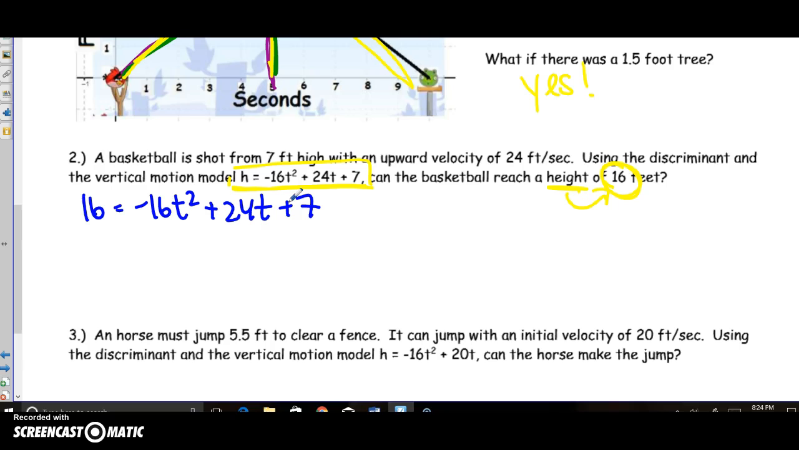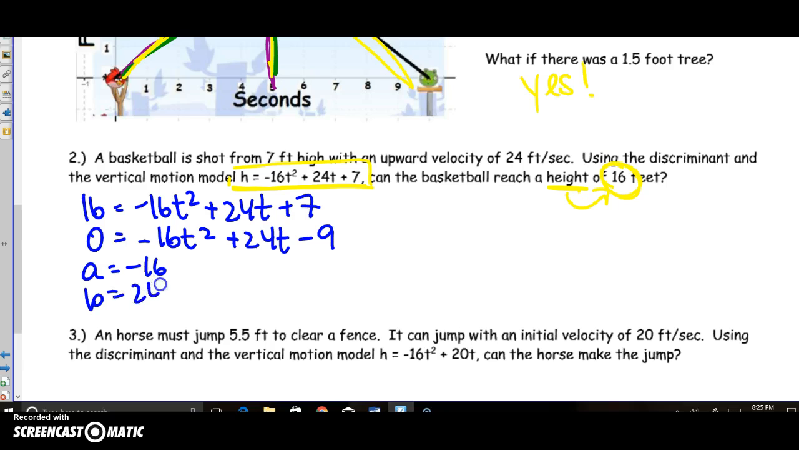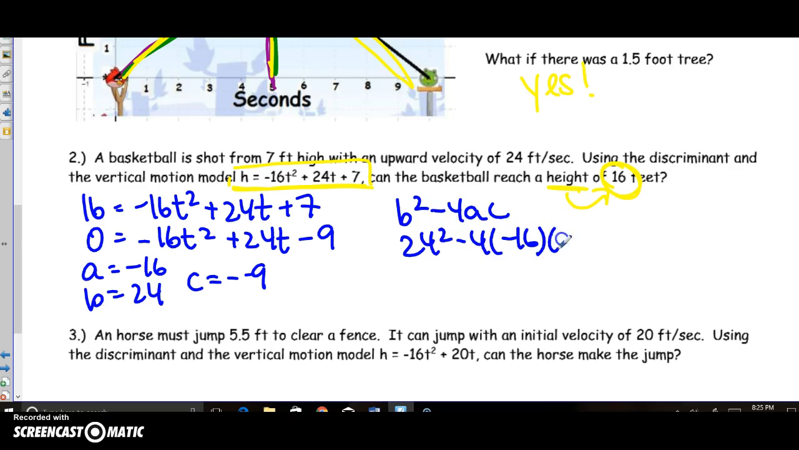If we're going to solve a quadratic or look at the discriminant, we need to make sure it's in standard form. So negative 16t squared plus 24t, and then we subtract our 16, so we get negative 9. A in this case is negative 16, B is 24, and C is negative 9. We just want to figure out if that basketball can even reach this height. So we plug it in: B squared minus 4AC, so 24 squared minus 4 times negative 16 times negative 9.